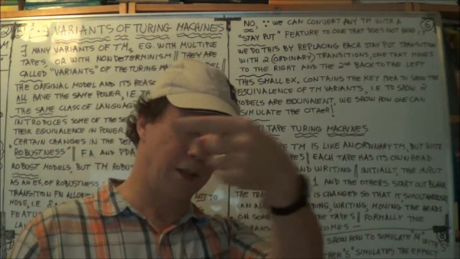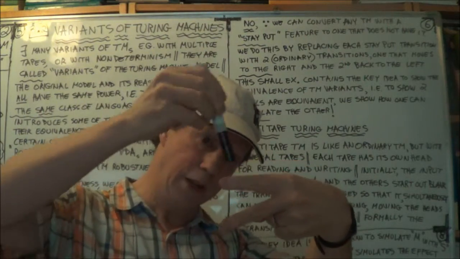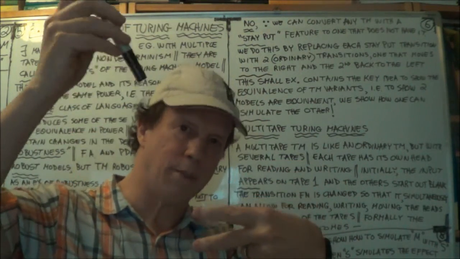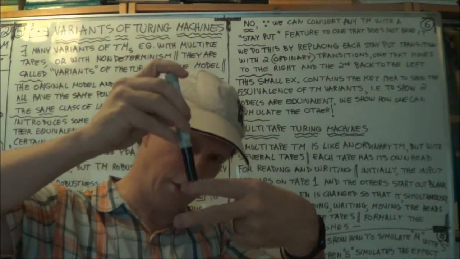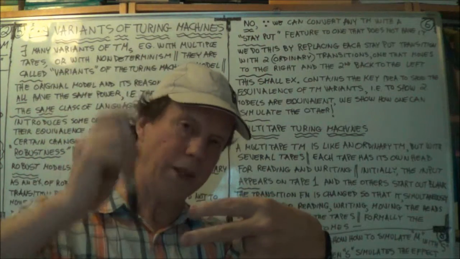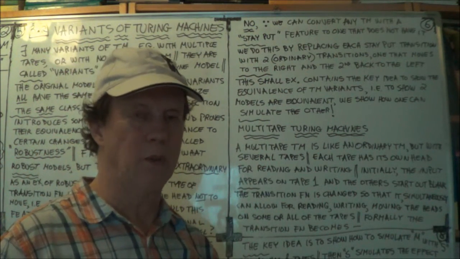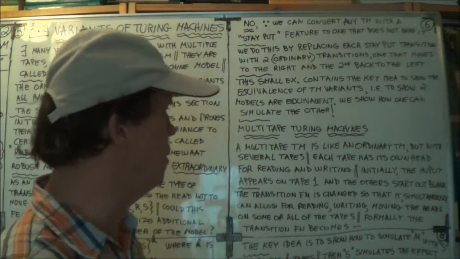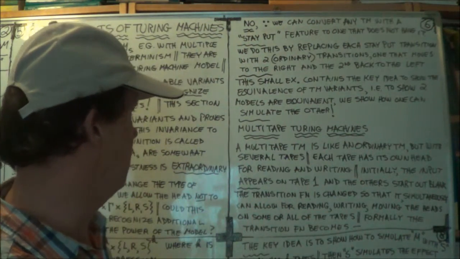So here's like my fingers. This is tape 1, and let's say this is tape 2, and there'll be a read-write head for tape 1, and there'll be a separate read-write head for tape 2. It might be positioned here, and this one might be positioned here. So each tape in the multi-tape Turing machine will have its own read-write head. Seems reasonable.